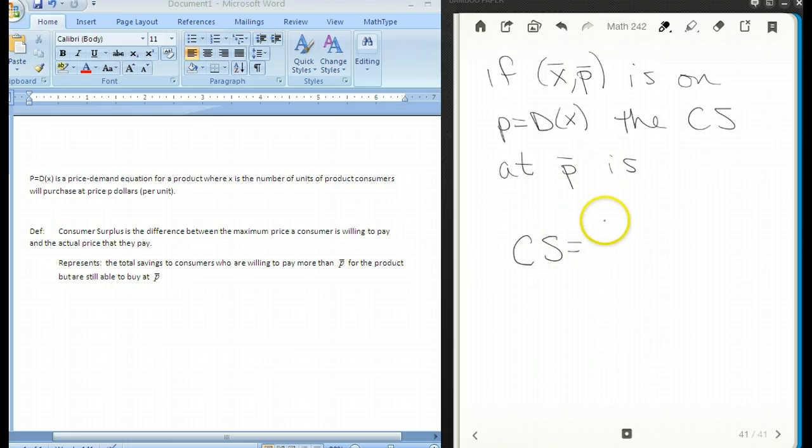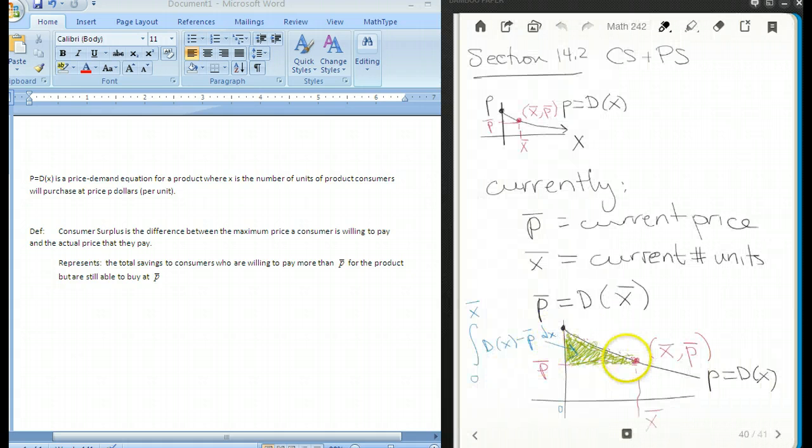Consumer surplus equals the integral from 0 to x bar of d of x minus P bar dx, right? The function above, top minus bottom, start to stop, 0 to x bar. Again, it represents total savings to the consumer, and remember, it represents that shaded area underneath the demand curve but above the P bar line.